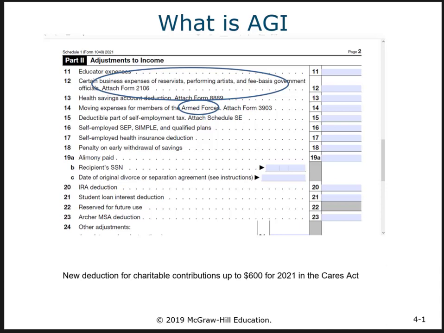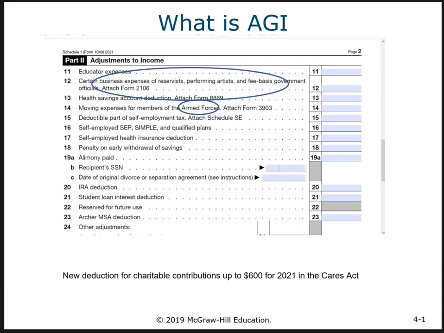Hello, class. As promised, this is our discussion of Chapter 4, and we're going to get into more detail about AGI and specifically those particular deductions that reduce AGI, that are what we refer to as for AGI deductions.